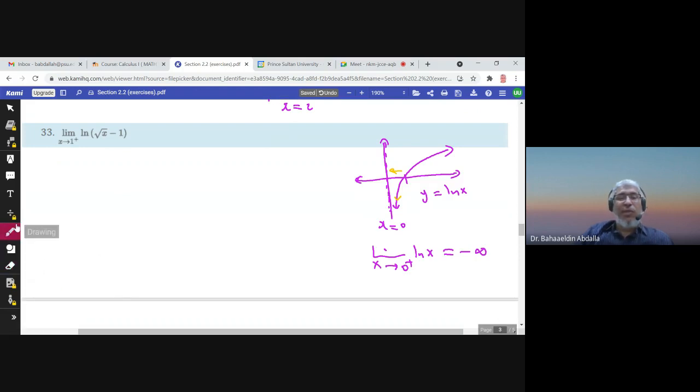So look here, if x approaches 1 from the right, so as x approaches 1 from the right, what happens? Square root of x minus 1 approaches 0 from the right. Because square root of 1.001 minus 1 would be a number closer to 0. So when this quantity approaches 0 from the right, this means that ln of this quantity will approach negative infinity. So the limit would be negative infinity because this quantity approaches 0 from the right. And ln x, when x approaches 0 from the right, the limit is negative infinity.